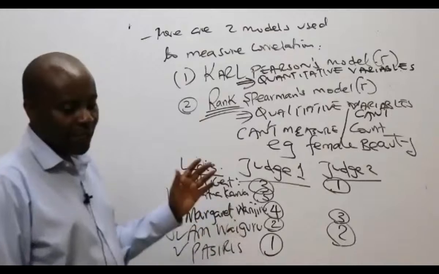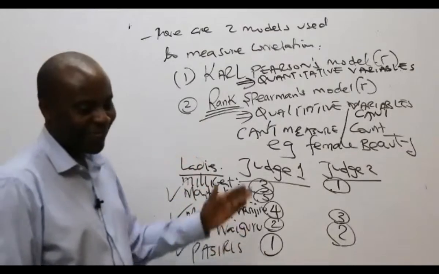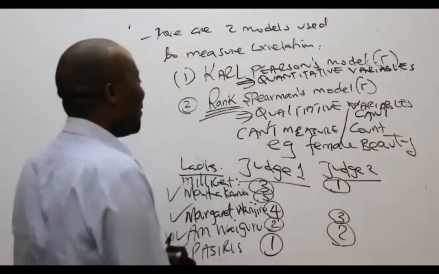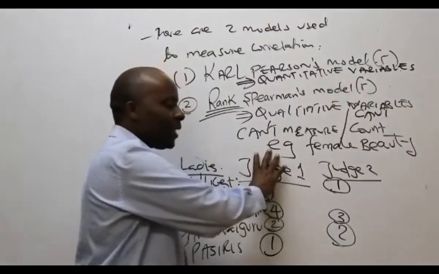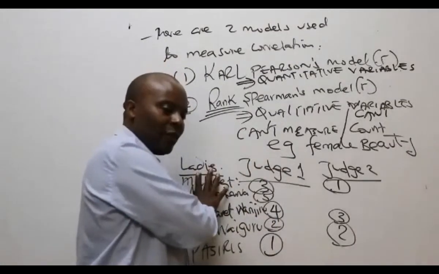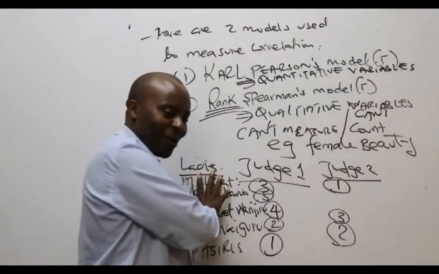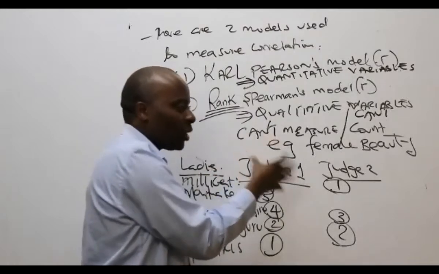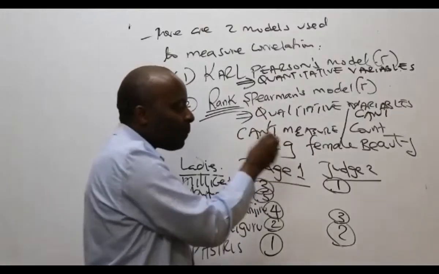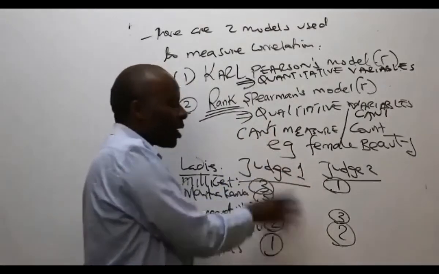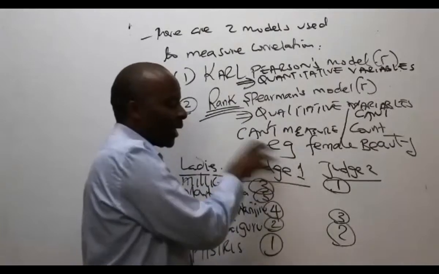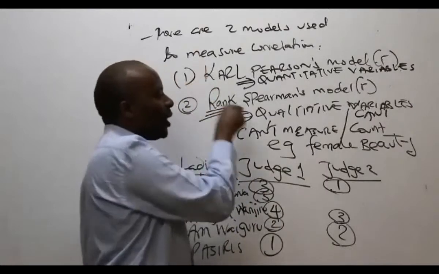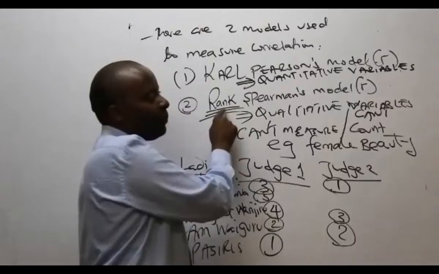Anyway, my point here, ladies and gentlemen, is this. We shall overcome. This is a qualitative variable. Female beauty, you can't attach a value to this. And for all qualitative variables, for purposes of measuring them, the only way is to have various judges ranking them. And if it is ranks that you have, ladies and gentlemen, then the only model you can use is the Spearman's ranks model.